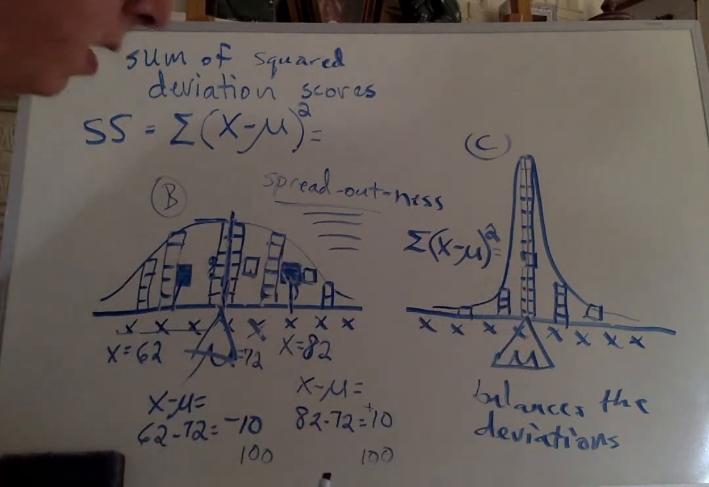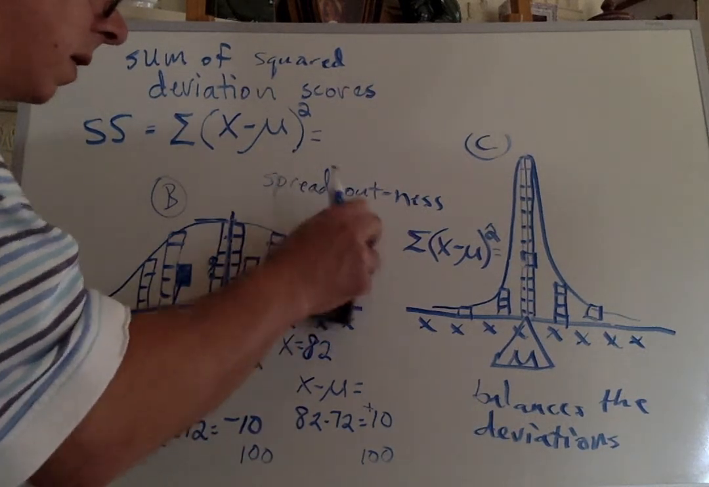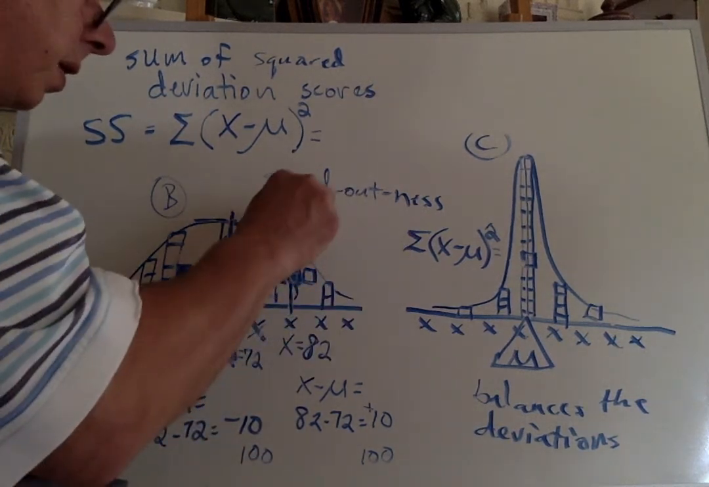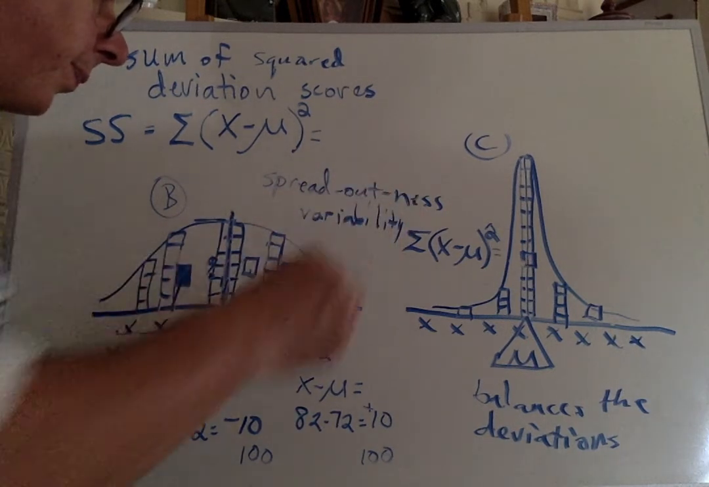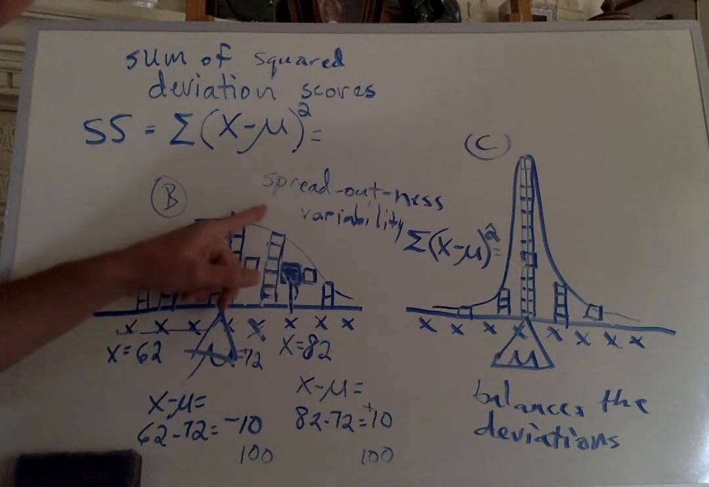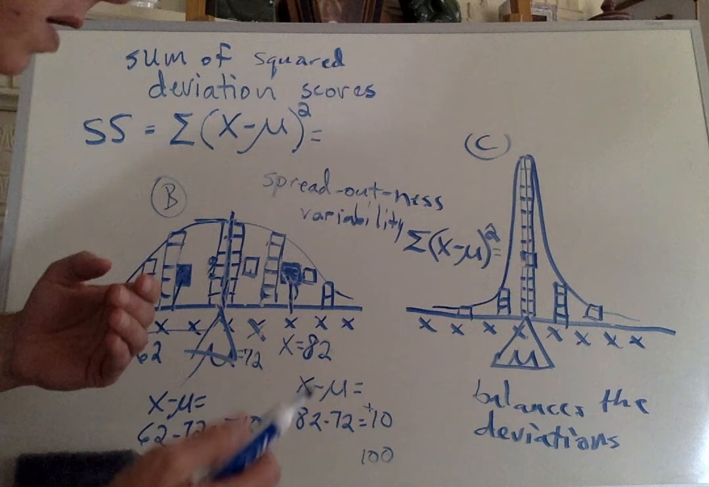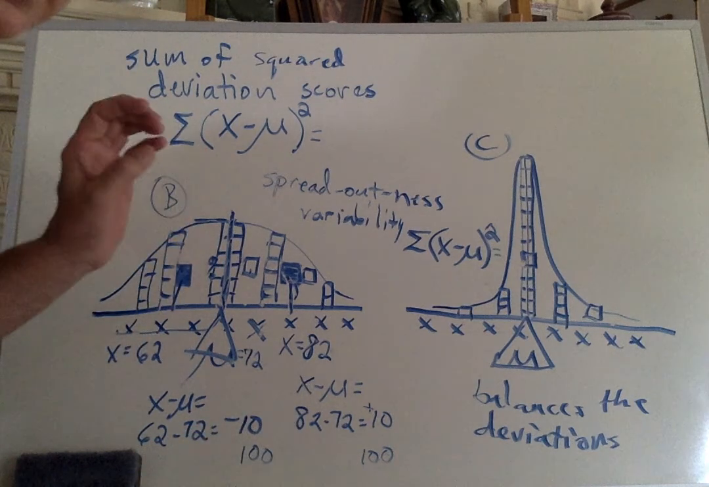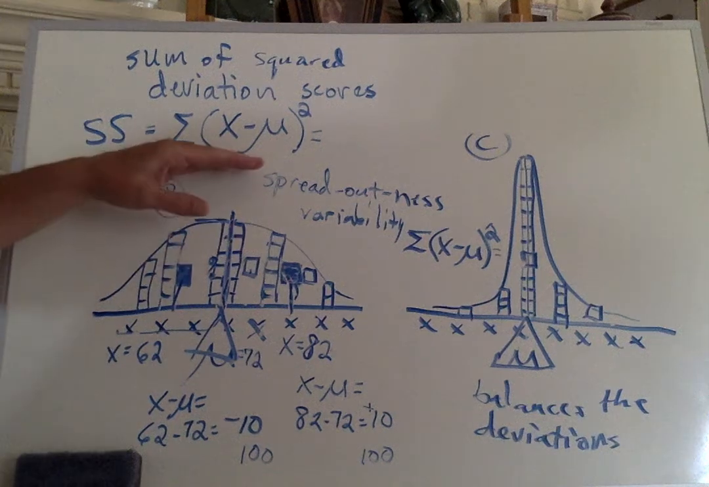Spread outness is also called variability or dispersion, and we're going to get used to calling it variability. But when you hear the word variability, you should be thinking to yourself, spread outness, spread outness, okay? Sum of squares is a measure of spread outness, and this is the formula.